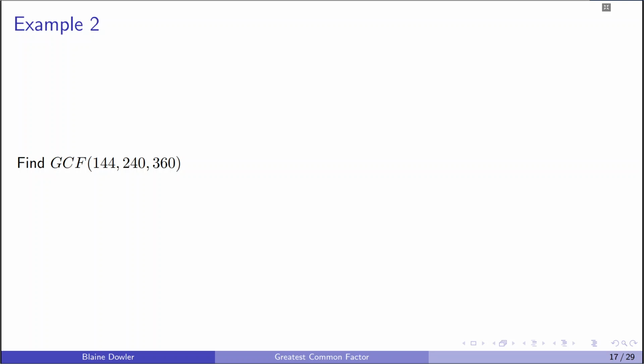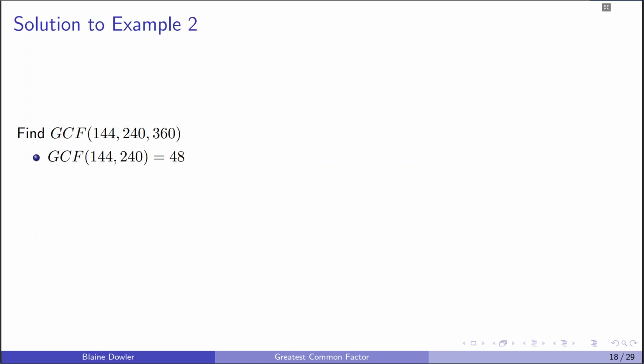Right. The greatest common factor of these three, 144, 240, and 360. So we'll start by finding the greatest common factor of 144 and 240. That's actually 48. Now, the greatest common factor of 48 and 360 is 24. This will be the greatest common factor of all of them. So again, when you have more than two, you could find the greatest common factor of two of them, and then take that answer, find the greatest common factor with the third number.